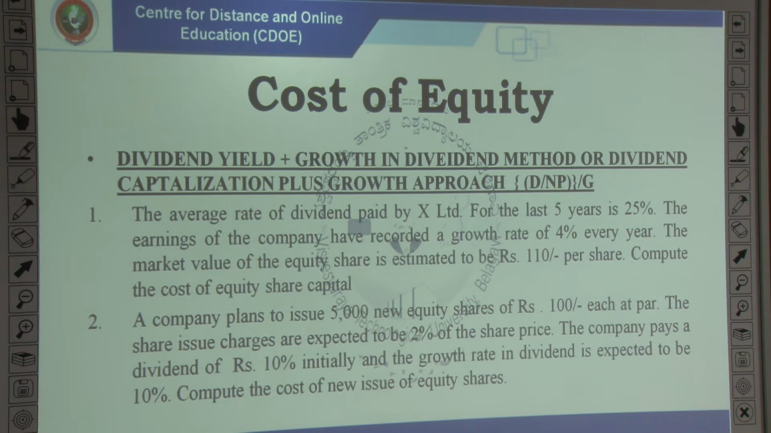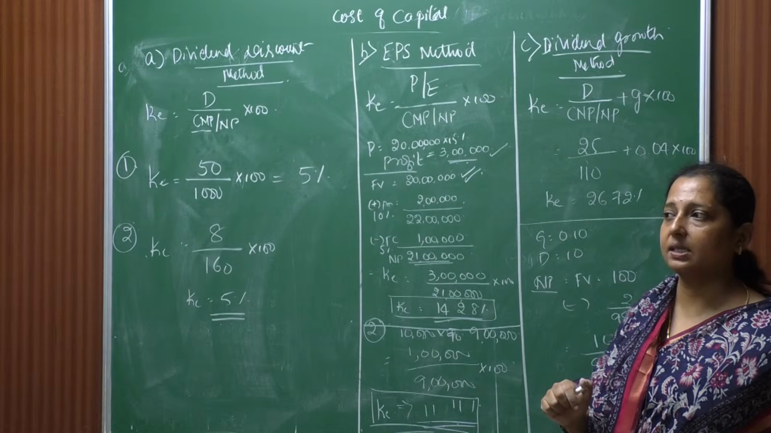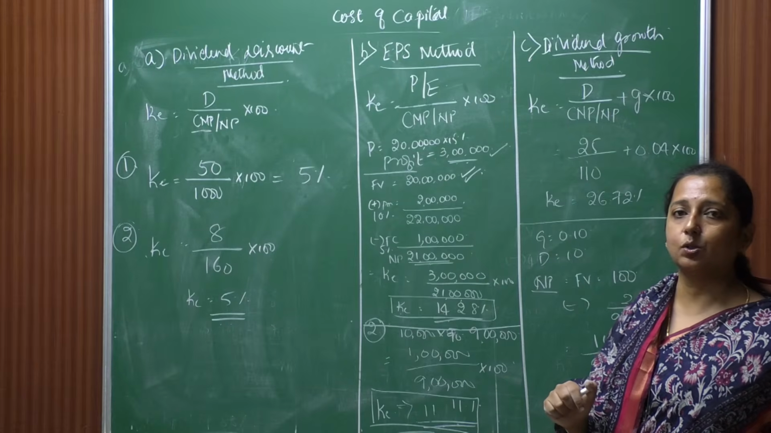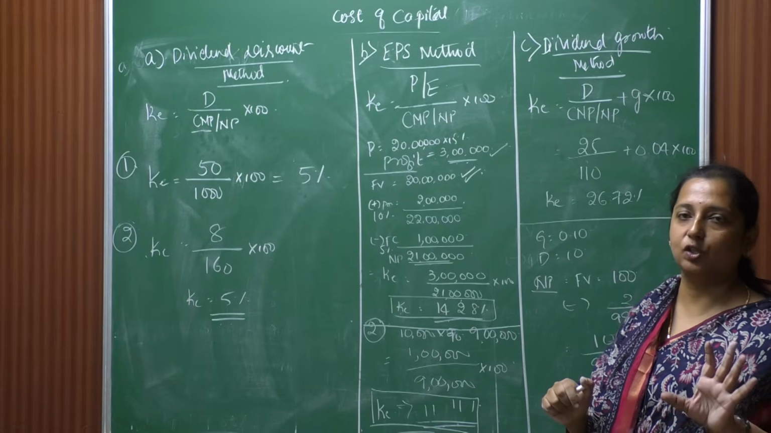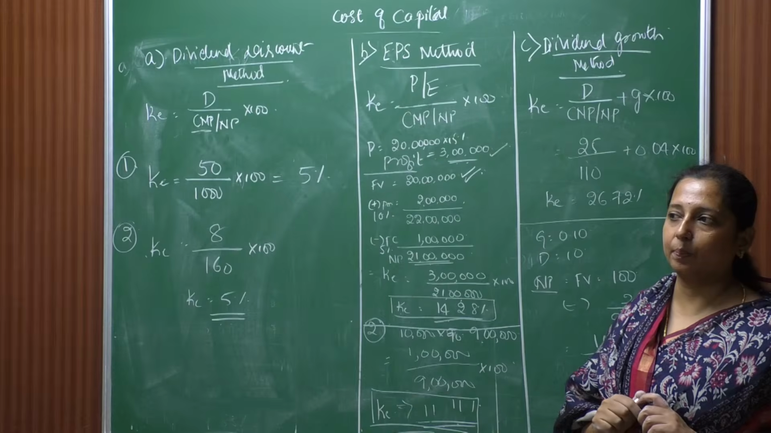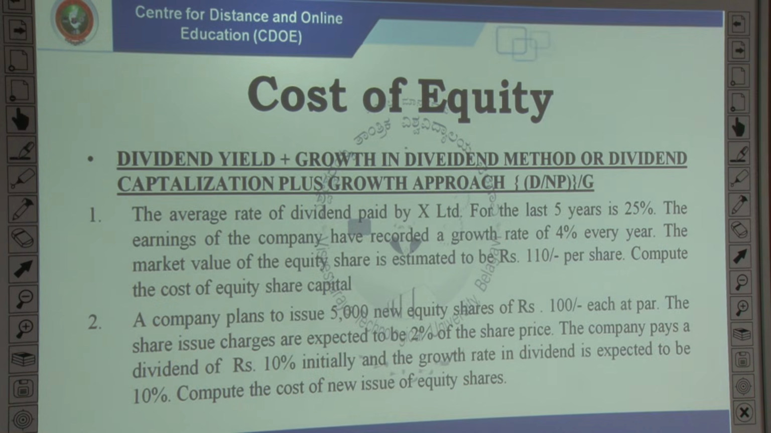Look at the first problem. The average rate of dividend paid by X Limited for the last 5 years is 25%. That is 25% is the dividend which has been given. The earnings of the company have recorded a growth rate of 4% every year.